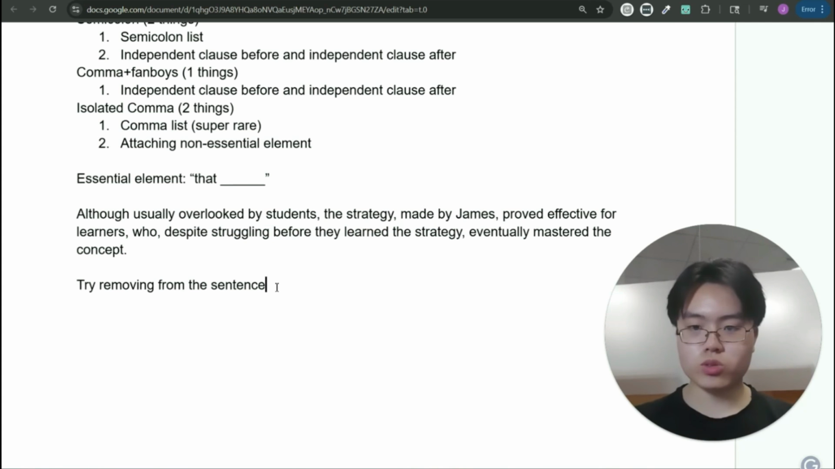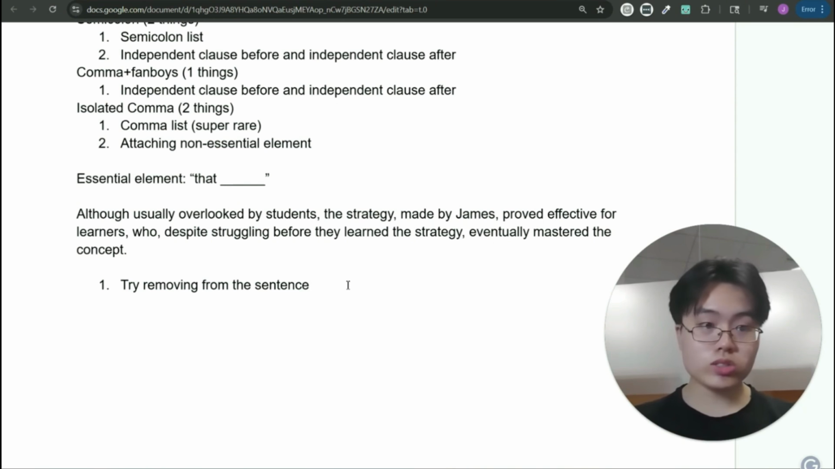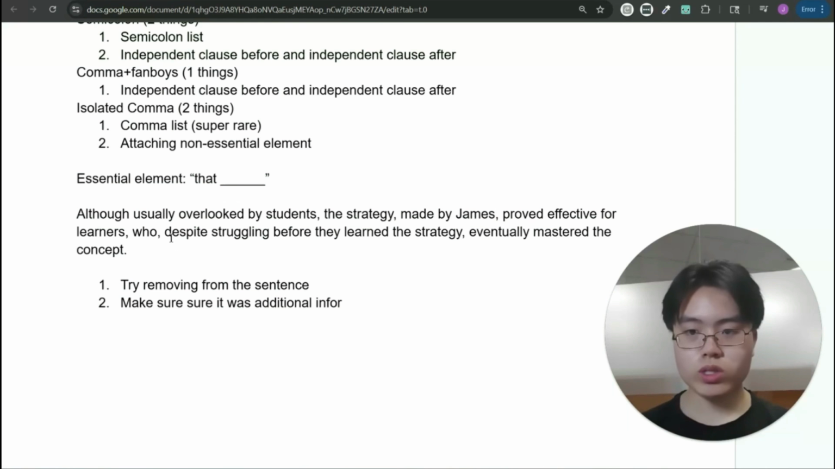I would also make sure it's a two-step process, really. So try removing it from the sentence, but just to make sure that what you just removed was additional information, make sure it was additional information. Okay. What is the additional information, despite struggling before they learned the strategy, about?